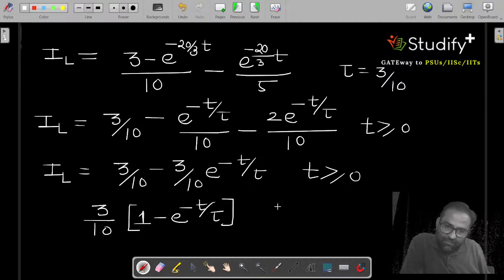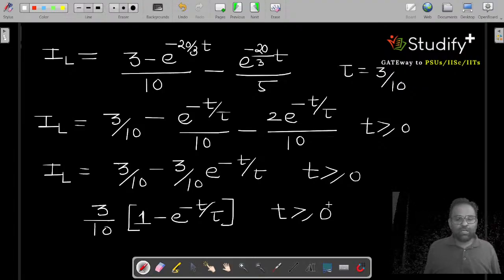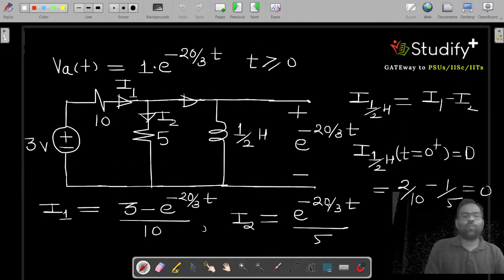And this is valid for t greater than or equal to 0. So now we know the current across every component. Now we know the voltage across every component. Now we have a good understanding of this circuit, how this circuit is behaving with time. So we can draw everything also.